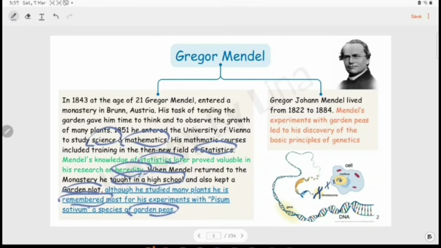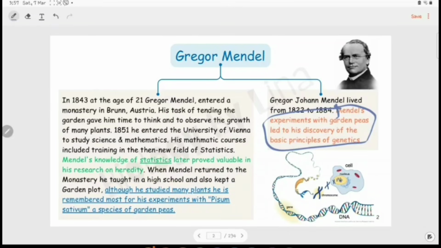This is the common name for it. What is the scientific name for it? It's Pisum sativum. So what is Pisum sativum? It's the scientific name for the garden pea or the pea plant. Now, Gregor Mendel lived from 1822 to 1884, and what is important is this part.